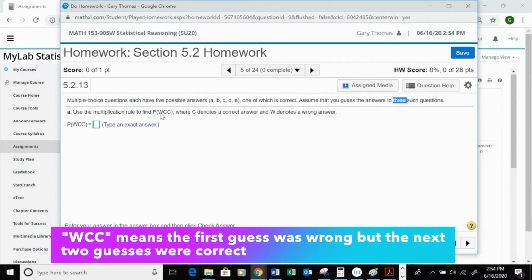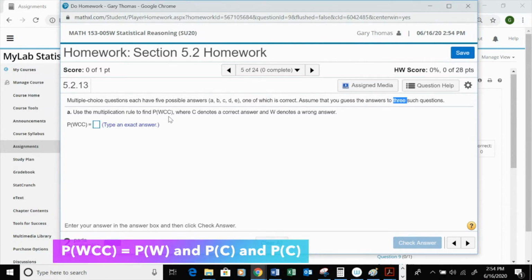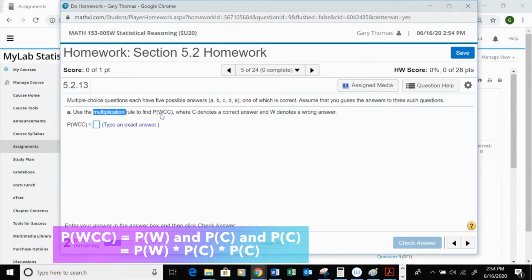And what's the likelihood that I would get the first guessed question wrong and then the second and third guessed questions correct? And you think to yourself, well, wrong and correct, and I say, yeah, you're on the right track. And you say, oh, okay, then I know this. And probability means to multiply. Oh, yeah, and they even told me, use the multiplication rule to find the probability that you get a wrong answer and then a correct answer and then a correct answer.